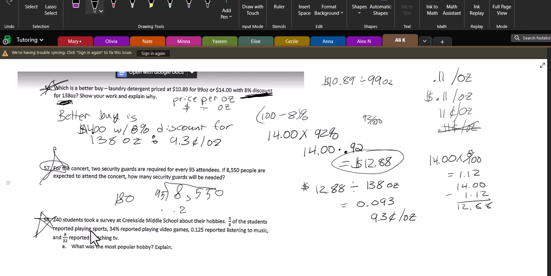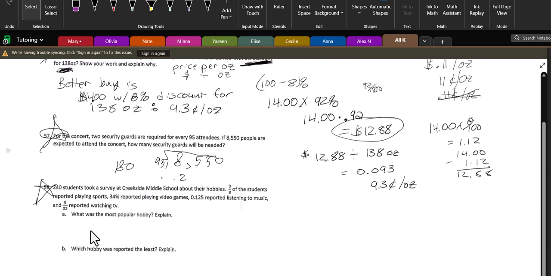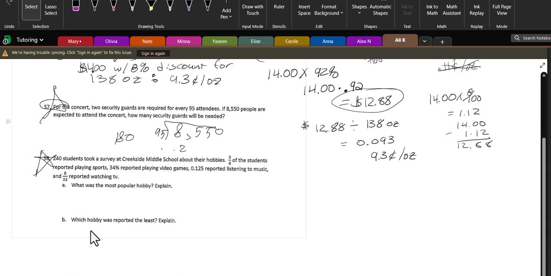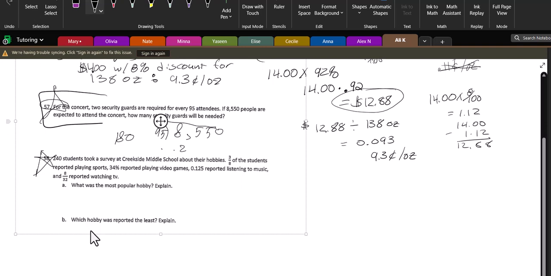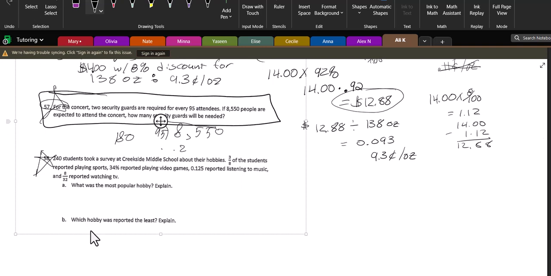Alright, for the concert, 2 security guards are required for every 95 attendees. So this is a proportion question. So you want to pay attention to this. You will have proportion questions many more times in your life. And the way you set up proportions is you'll have 2 fractions on either side of an equal sign, and then you'll cross multiply. And what's important is that you have the same units on top on each one and the same units on the bottom of each one.